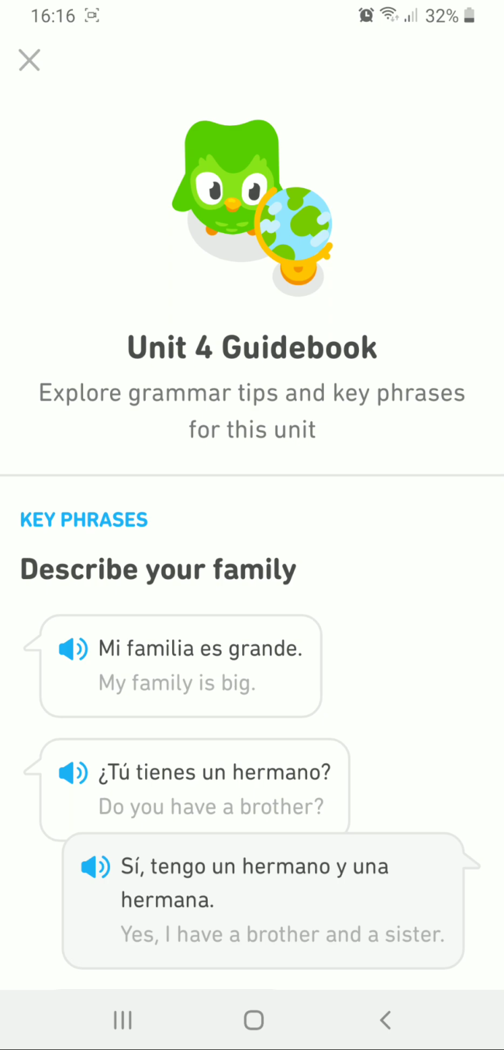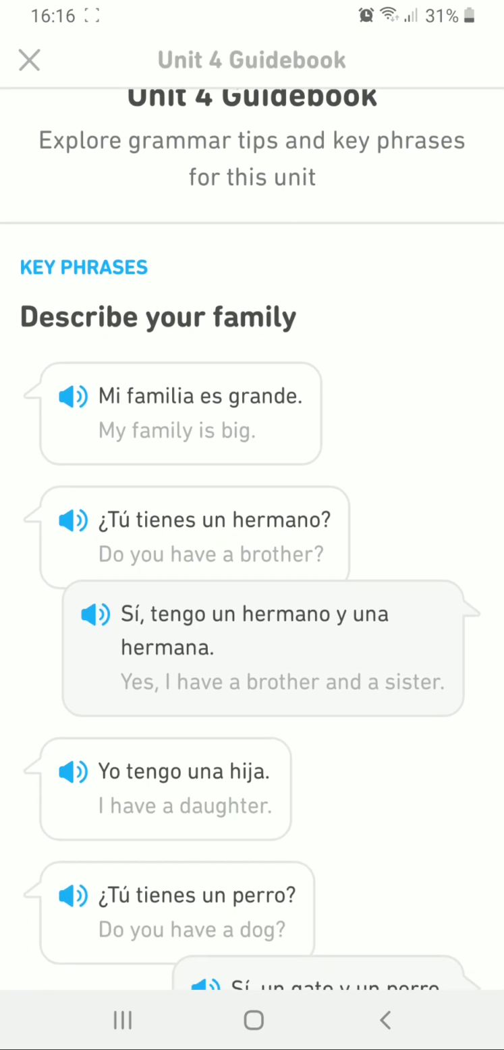So we know how to ask for a table. A table, it's una mesa. Una mesa para dos, para tres, para cuatro personas. Person. Now, how to describe your family? Mi familia es grande. Grande is big. So, familia. Tú tienes un hermano. So, this is how you say brother. Notice that we have the possessive adjective my here. We have seen tu, but here it's mi. So, mi is my. So, mi familia es grande.